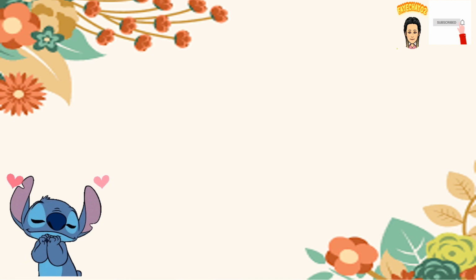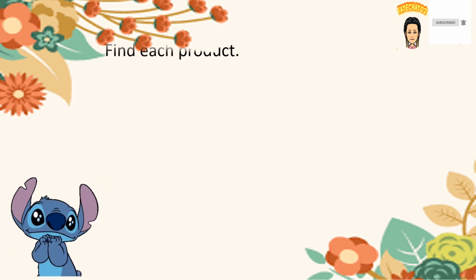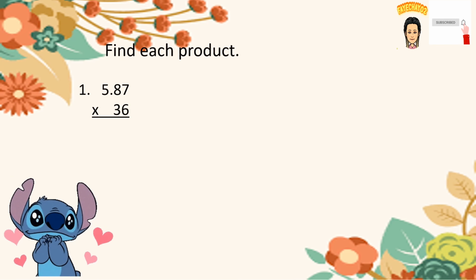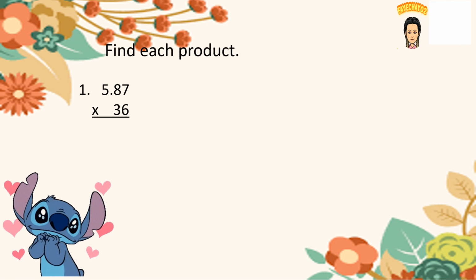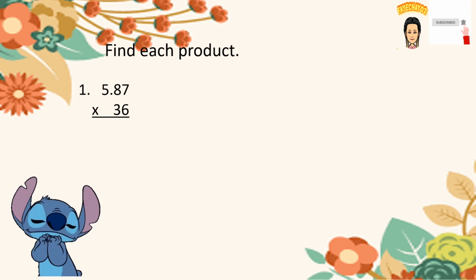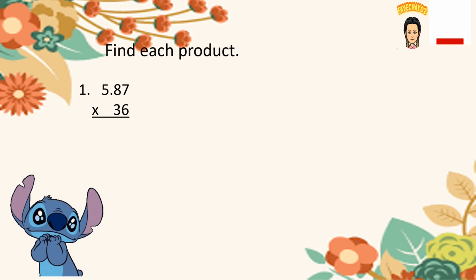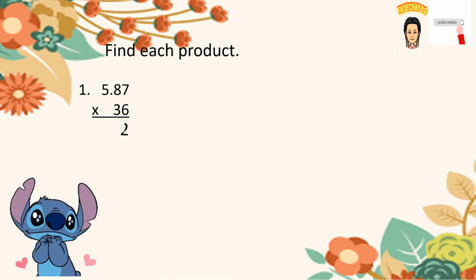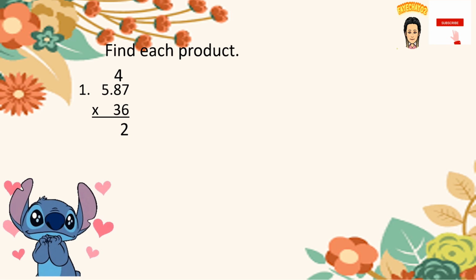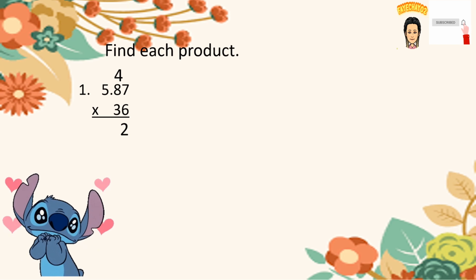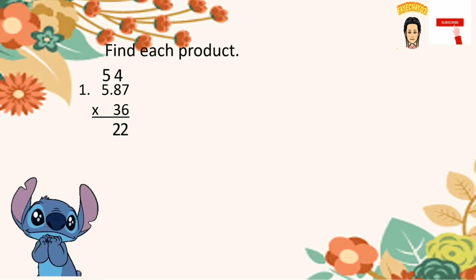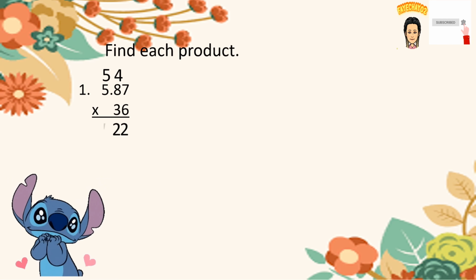Let's try another example. Find each product. 5.87 times 36. Again, we will multiply this decimal as a whole number. So, 7 times 6 is 42. 2 regroup 4. 8 times 6 is 48 plus 4 is 52. 2 regroup 5. 5 times 6 is 30 plus 5 is 35.